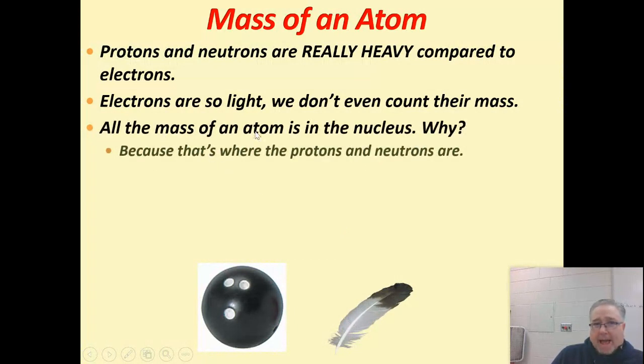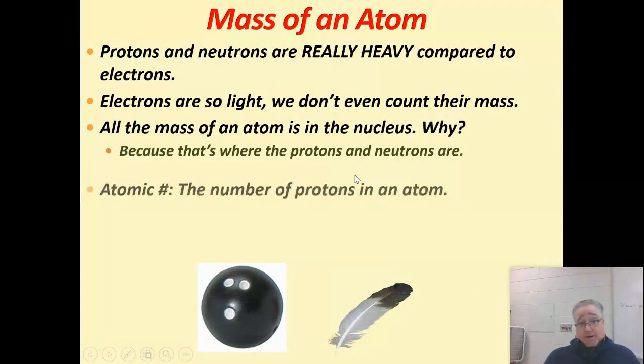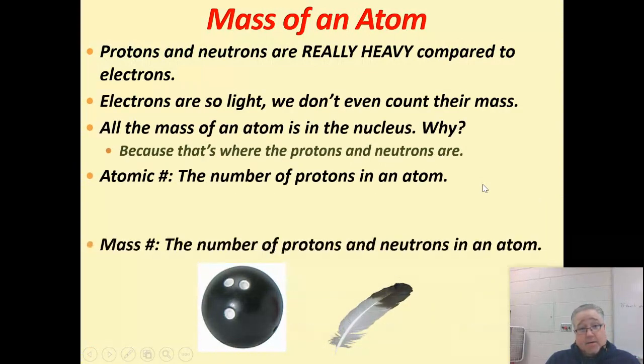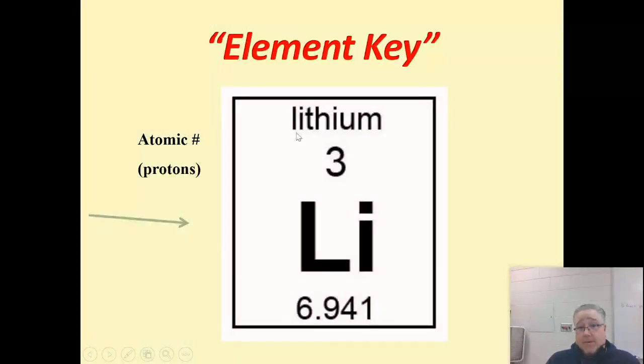All the mass of an atom is in the nucleus. Why is that? Because that's where all the bowling balls are. That's where all the protons and neutrons are, okay? There's a term here, it's called the atomic number. The atomic number is how many protons there are. In fact, on a periodic table, when you look at an element key, the whole number, like for lithium, it's 3. That represents the atomic number. So there's 3 protons in a lithium atom.